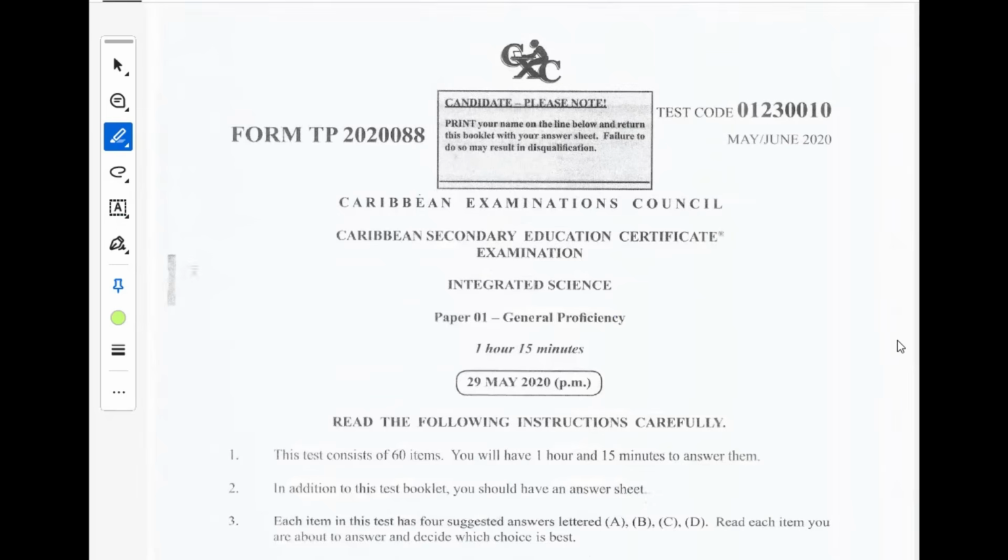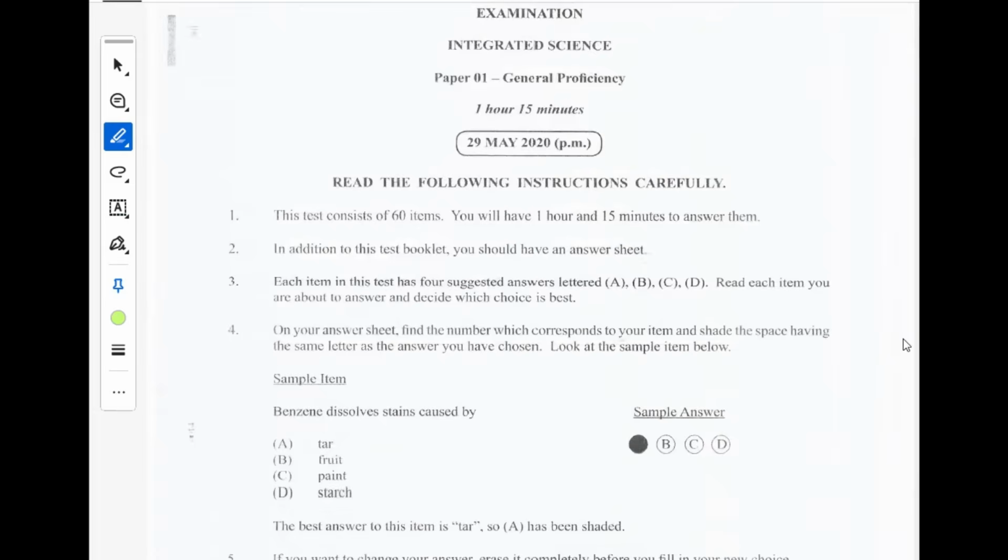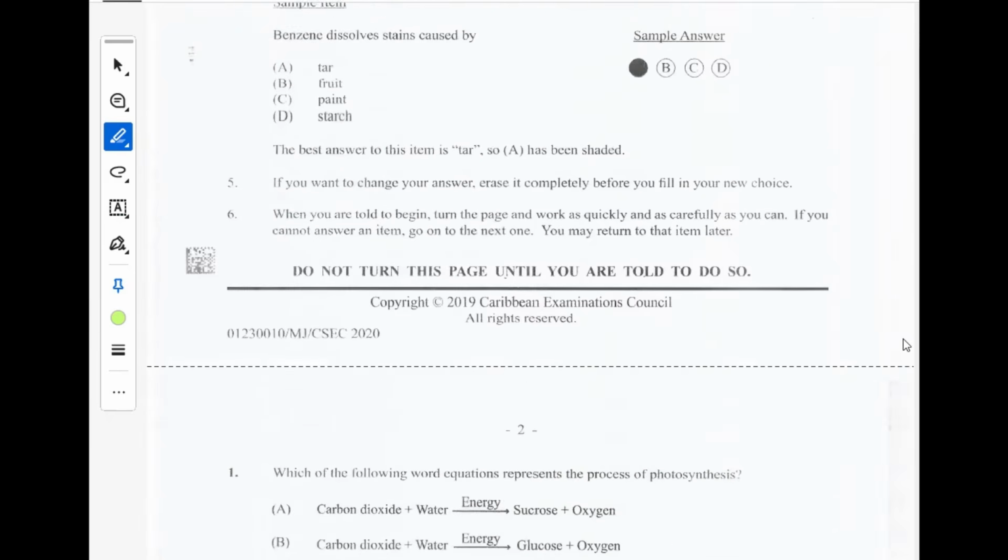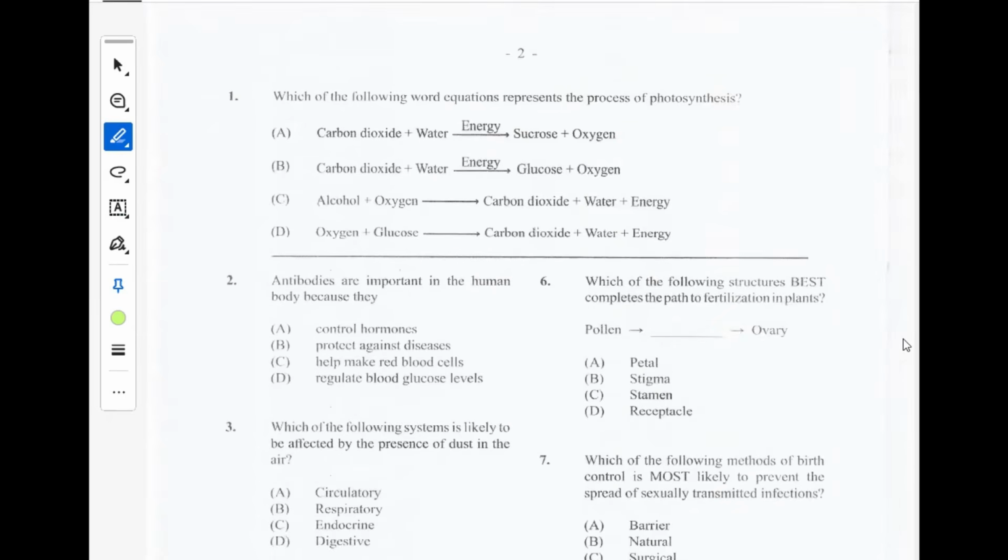June 2020 Integrated Science Paper 1. We are going to answer the 60 questions that they provided us with. Let's begin with question 1. Which of the following word equations represent the process of photosynthesis? You know you're looking for carbon dioxide, water to produce glucose and oxygen in the presence of sunlight or energy, so that puts us at B.